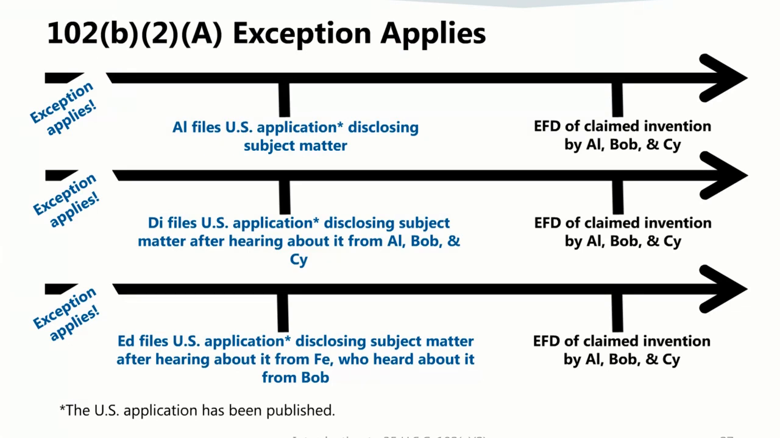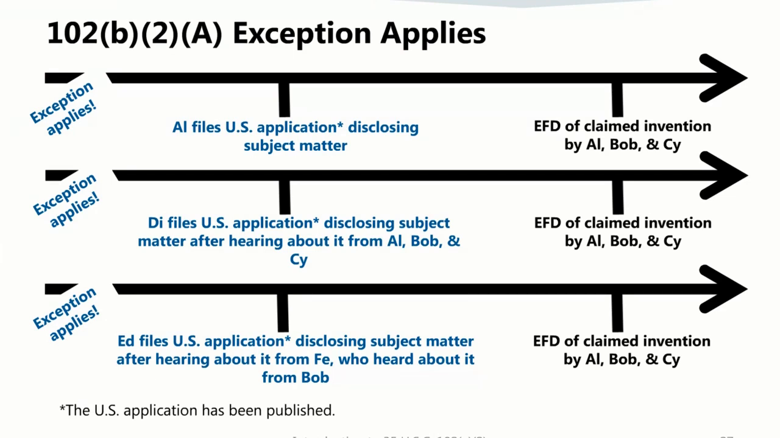In the first illustration, Al is a joint inventor of the application under examination, so the exception under 102(b)(2)(A) applies, and Al's earlier application is not prior art as of its filing date to the invention claimed by Al, Bob, and Cy. In the second illustration, Di is not a joint inventor of the application under examination, but she did obtain the subject matter directly from the inventor.